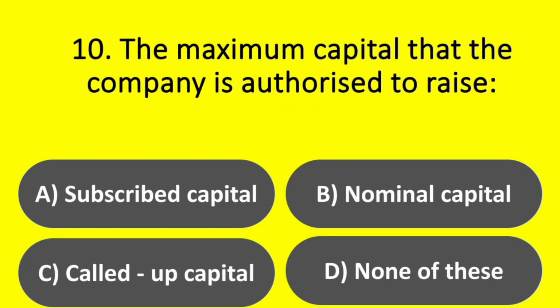The maximum capital that the company is authorized to raise. Option A, subscribed capital. Option B, nominal capital. Option C, called up capital. Option D, none of these. Answer option B, nominal capital.